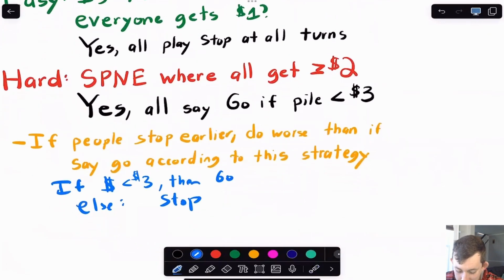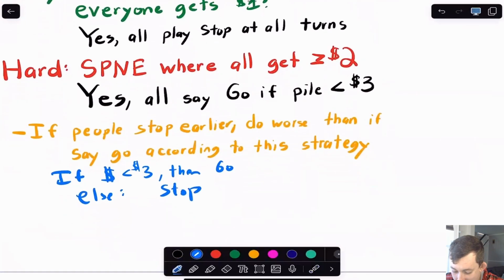How does this work? Well, suppose that you said stop when the money was at $2. If you say stop when the money is $2, there's no reason why you can't just say go. Because if everyone's playing go if the pile is less than $3, then the person across from you is not actually going to say stop if the money is less than $3. So you can just stay in the game, wait until it's $3, say stop, take the money, and then we'll just keep going and everyone will get exactly $3.